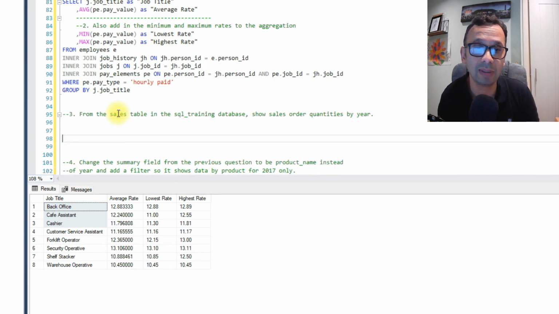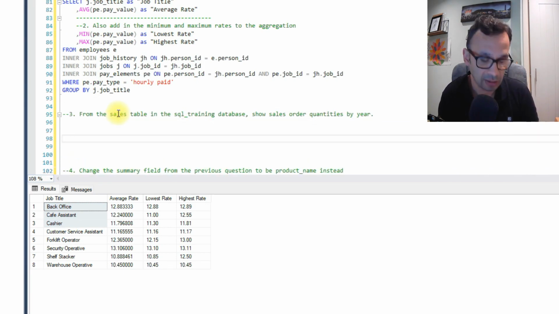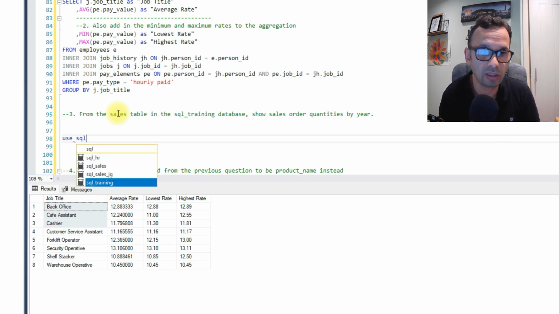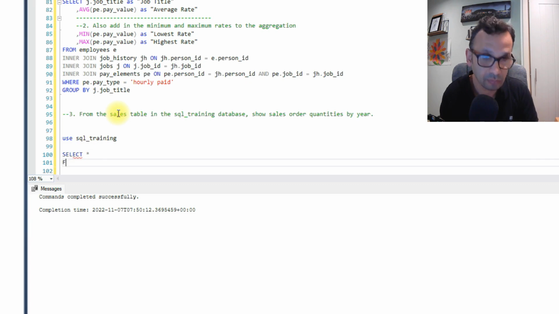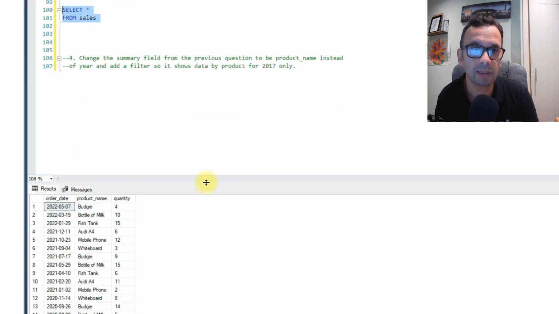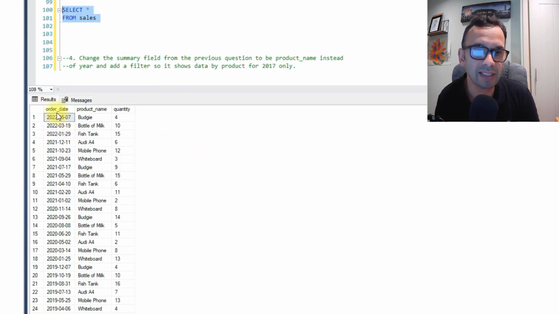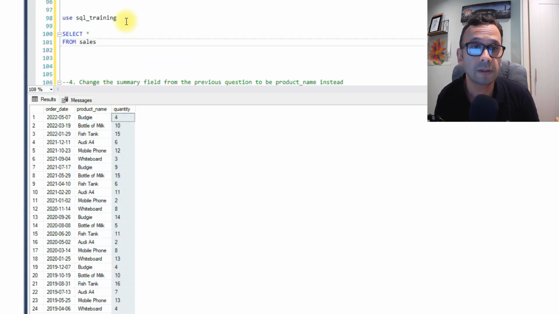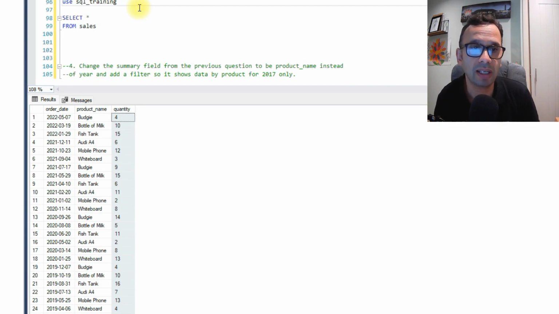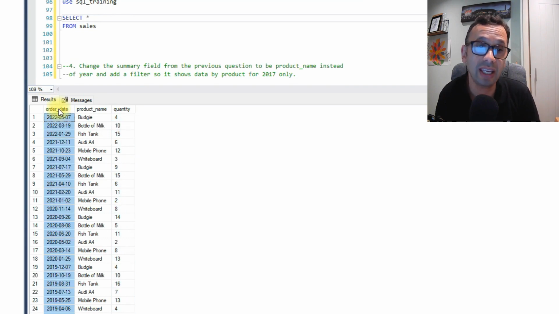Okay, from the sales table in SQL training, let's go use SQL training again. There's a table called sales. Let's move that up a little. So it's a lot of dates, a lot of product names, a lot of quantities. So we've asked for sales order quantities by year. So to get by year, we need to group the data by the year of order date.